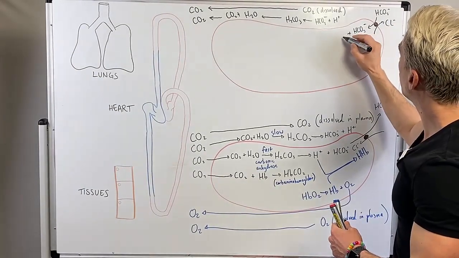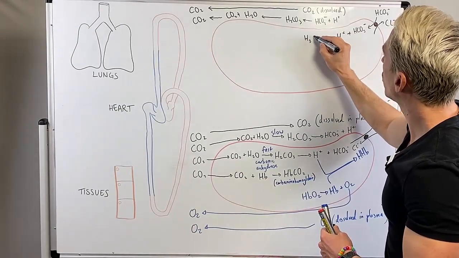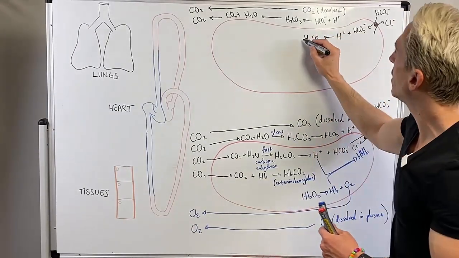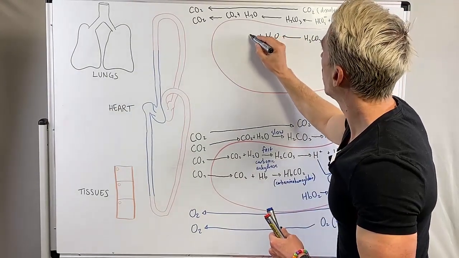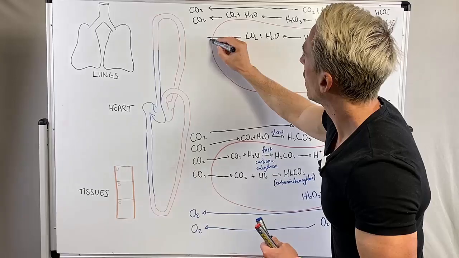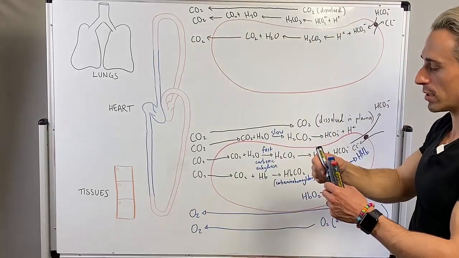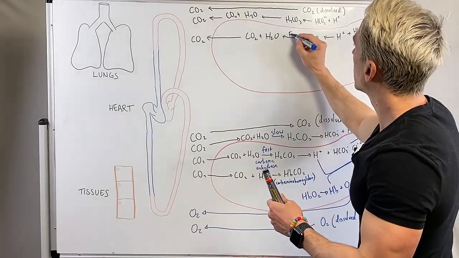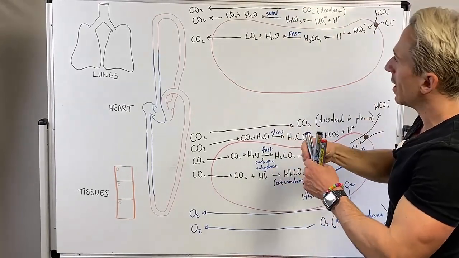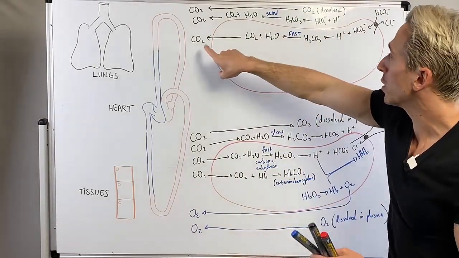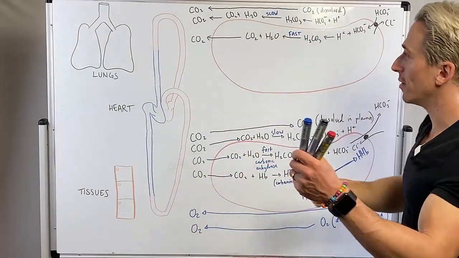Now this bicarbonate combined with the hydrogen ion can form H2CO3, carbonic acid. That can then split itself apart into water and carbon dioxide, and then that carbon dioxide can diffuse out. And again, carbonic anhydrase can help with this process. And again, it is fast. So this is a fast way of doing it, and this is the slow way of doing it. In saying that, because it's fast, more carbon dioxide can be transported in this way compared to the way it's transported outside of the cell.